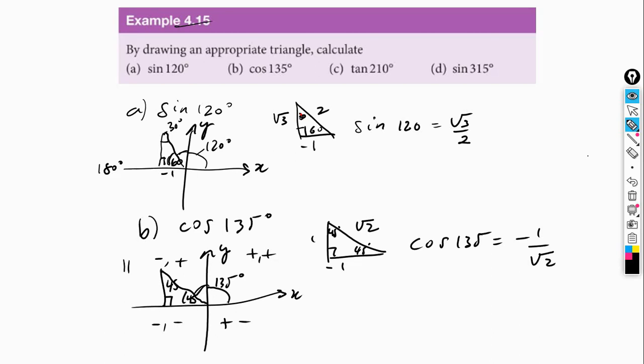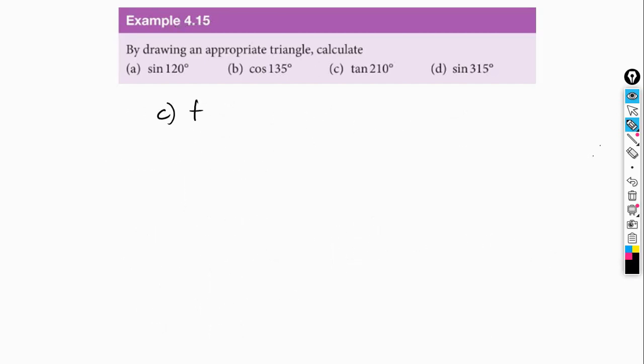So now let's focus on C and D. For C, they want us to find the tangent of 210 degrees. Okay, so we use a Cartesian plane, x-axis, y-axis. And then where is 210 degrees? Now notice that all the way to here is 180. So how much more are we missing to get to 210? 30 degrees more. But we always use the x-axis as the reference.